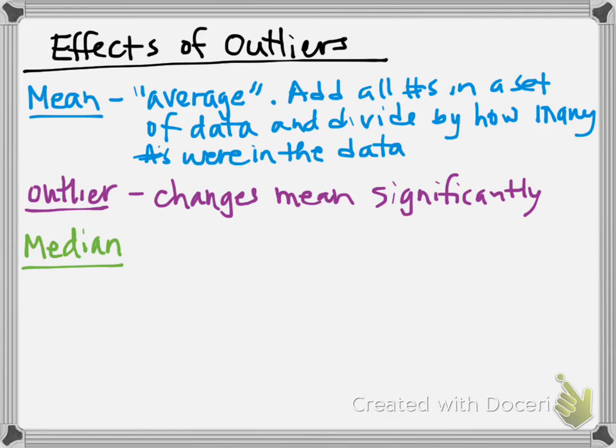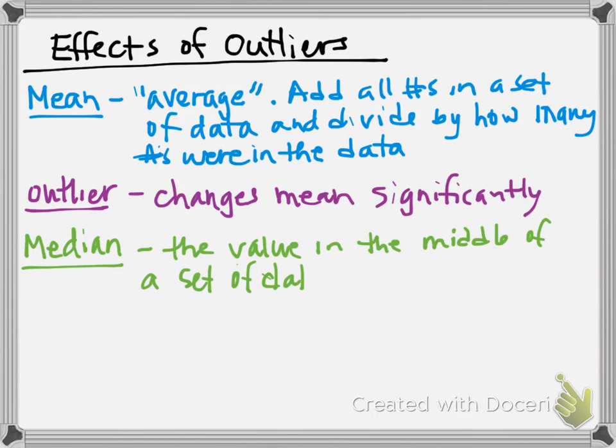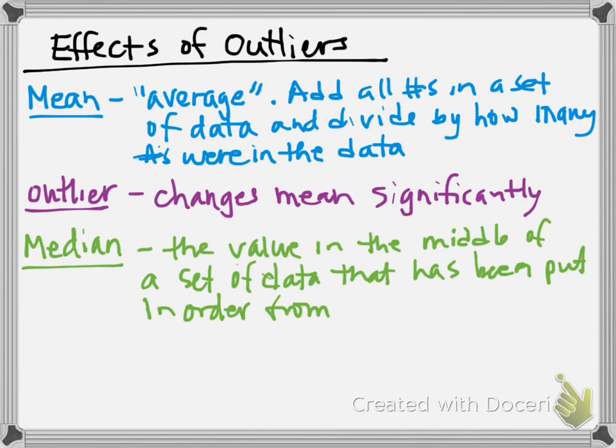Okay? The median's like the middle of the data. Okay, I need a little bit more because there's something that's really specific about the median other than it being in the middle. Okay, Ian? Yeah, we need to put the numbers in order from least to greatest, and then we find it in the middle. So it's the value in the middle of a set of data that has been put in order from least to greatest. And probably a word that we would attach to median would be the word middle. Okay.